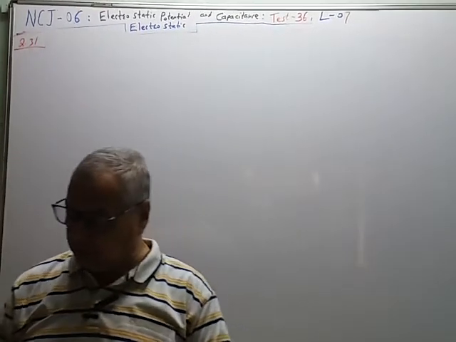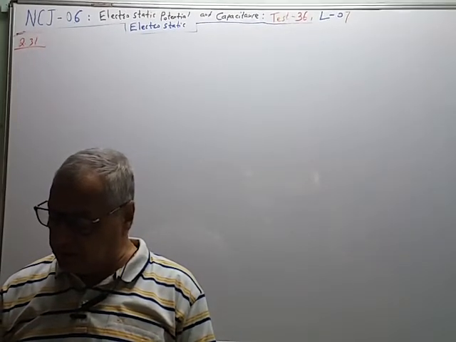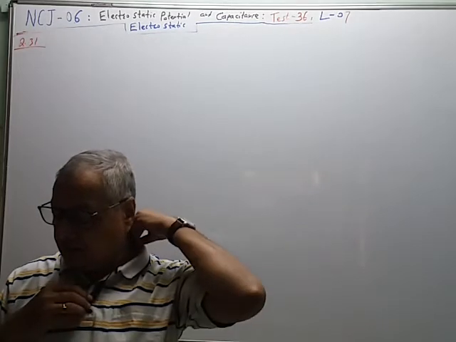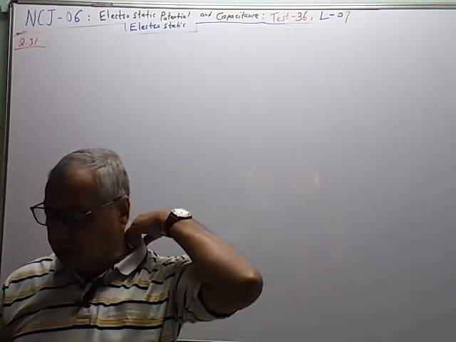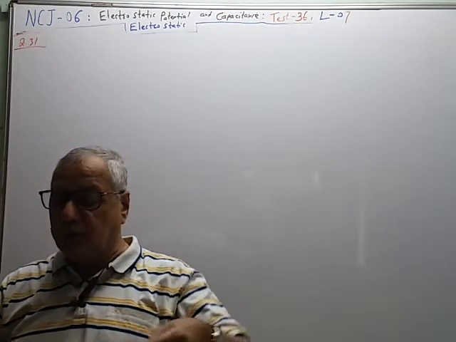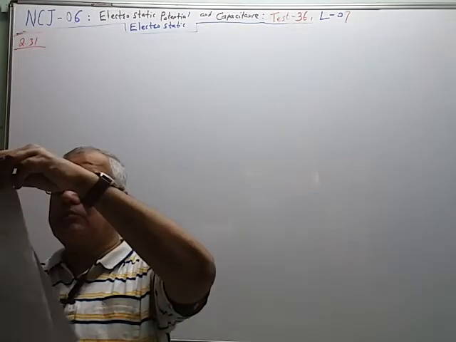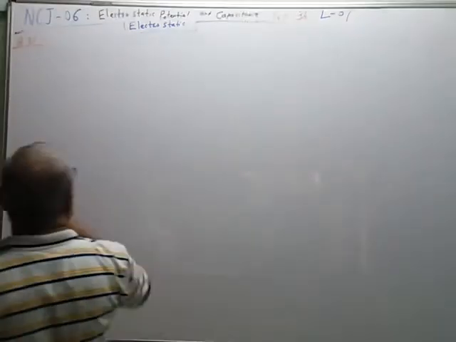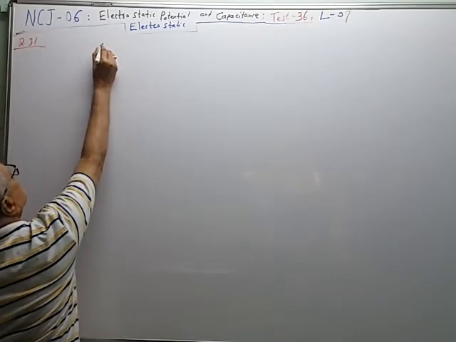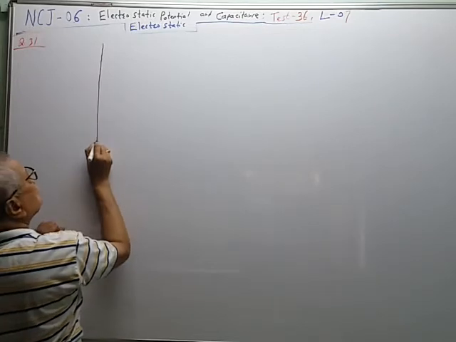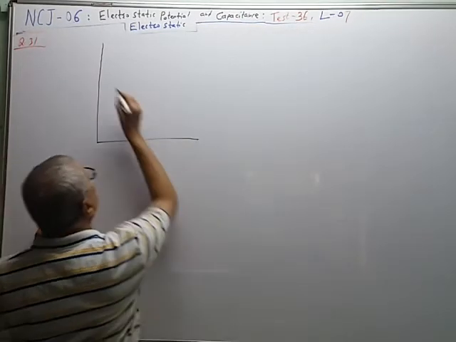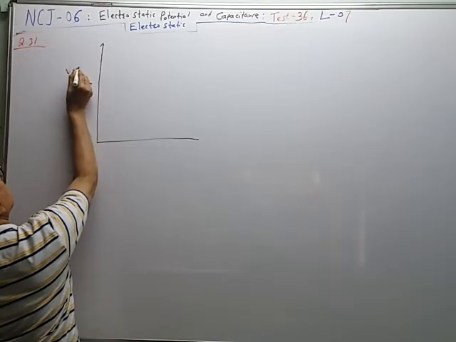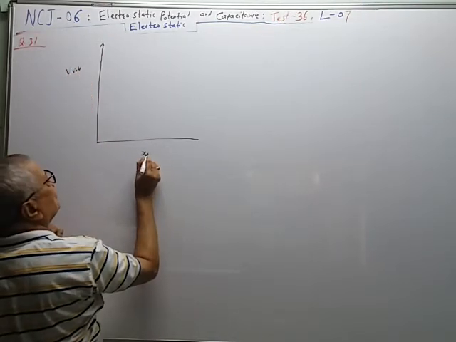31. The variation of the electric potential with distance from a fixed point is shown in the figure. What is the value of electric field at x is equal to 2 meter? So graph of potential, again distance is given like this. V volt, x meter.